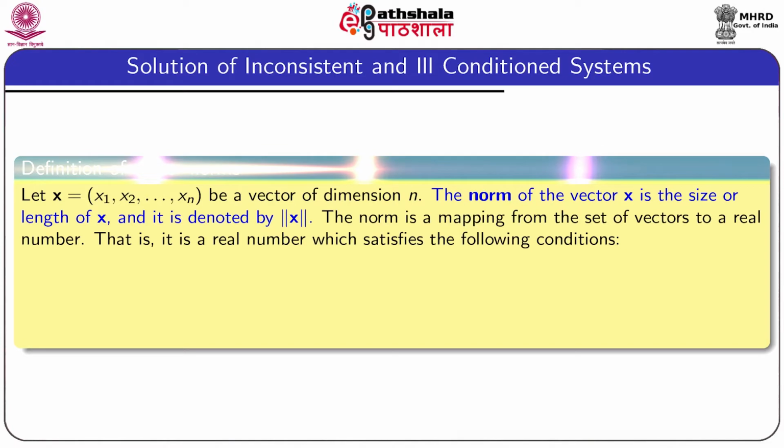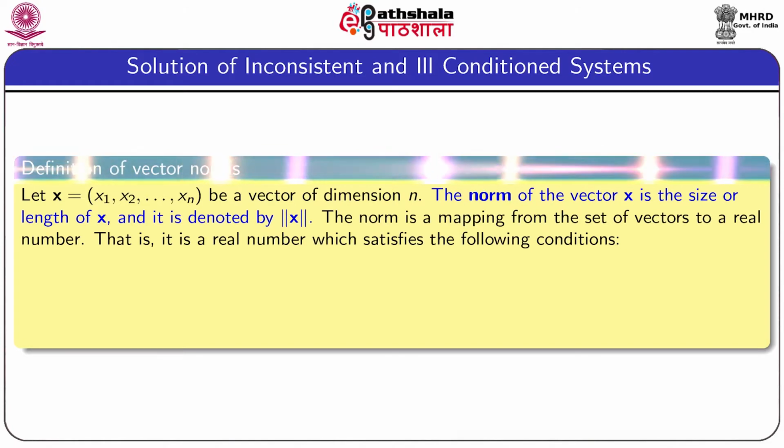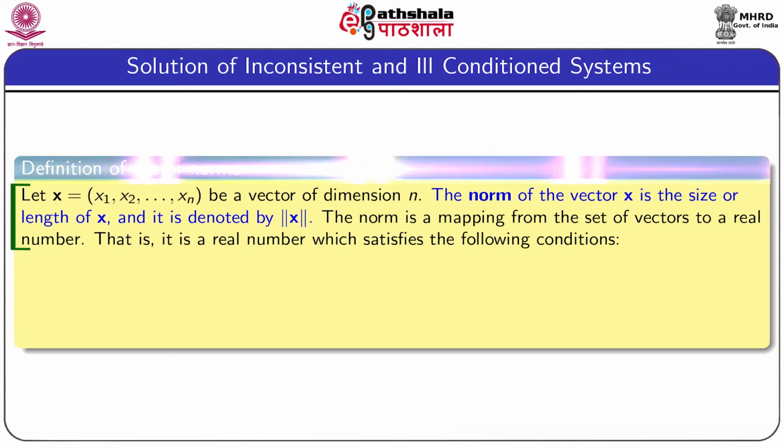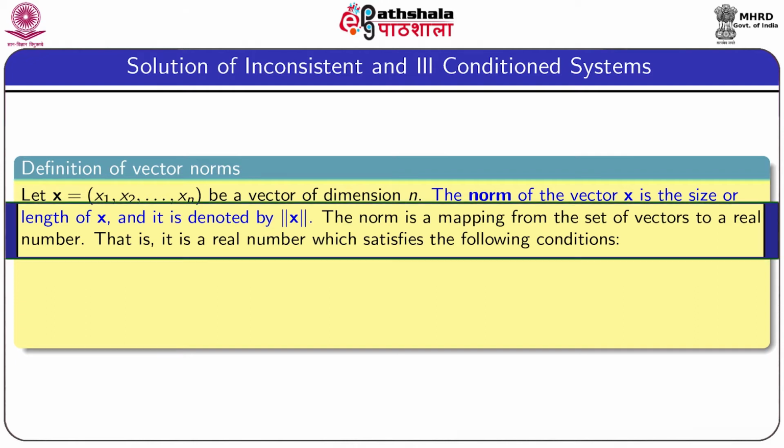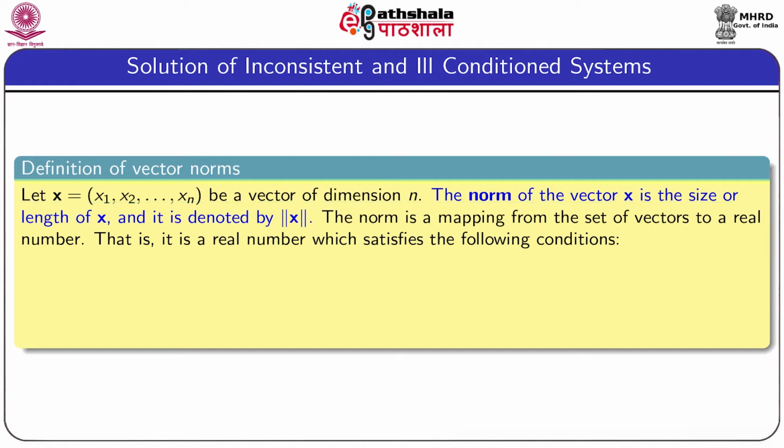First of all, we define the norm of a vector. Let x be a vector of dimension n, that means it contains n number of elements. The norm of a vector is the size or length of x, and it is denoted by double bar x. We know the norm is a mapping from the set of vectors to the set of real numbers. That means the norm satisfies the following three conditions.